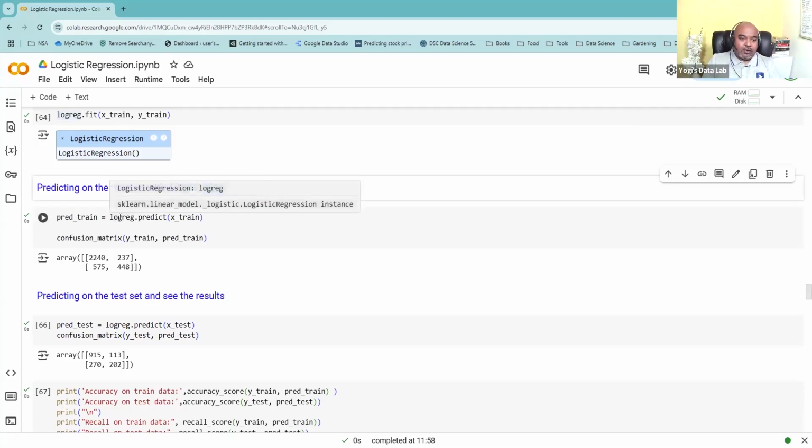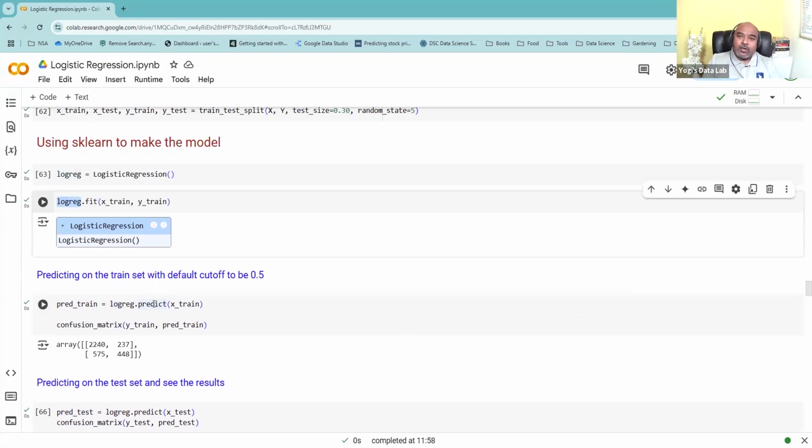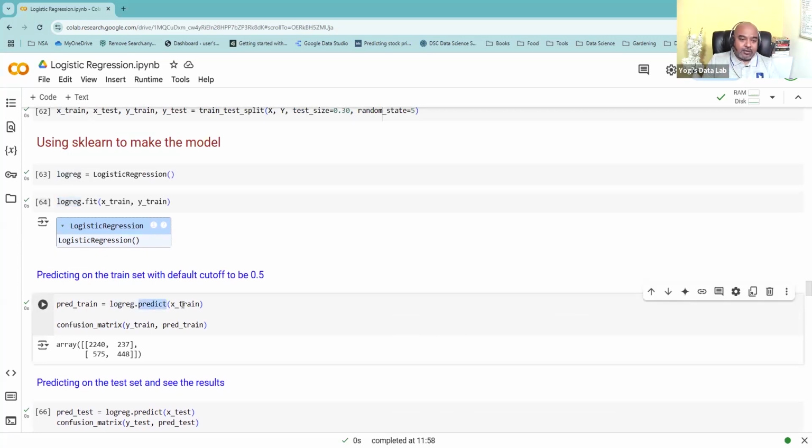So I am doing a logreg.predict. Logreg is your model name over here. Since the model is already ready, I am doing a dot predict on the train set. Similar to what we did before in linear regression, I am predicting on the train set, from which I learn, to see exactly how the results are. So if I do logreg.predict on the train set, I have got my predicted values in pred train.